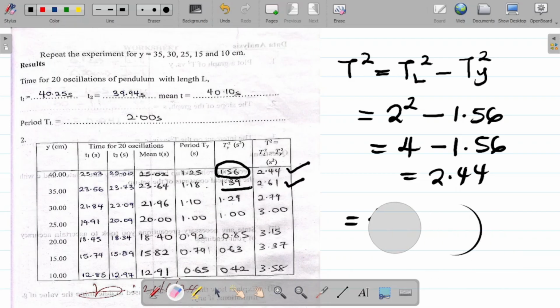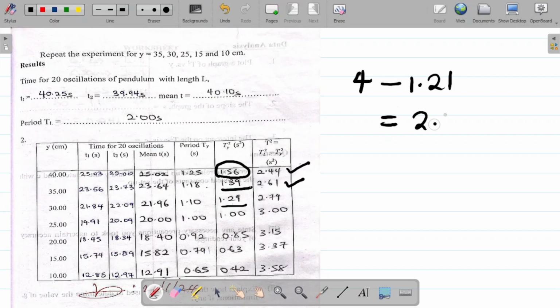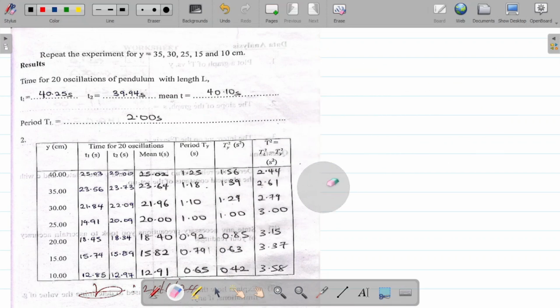Okay, next up, let's try one more. The next one becomes 4 minus, 4 is just simply this one here, 2 squared, don't forget. 4 minus the next one, which should be this one here, 1.21. If I subtract that, I'll have about 2.79 as my answer, which is this. So basically, you can fill this one up by doing 4 minus all the terms here. That's it, and you have that answer. So take them one by one and you have that. So this is how you fill up this table.